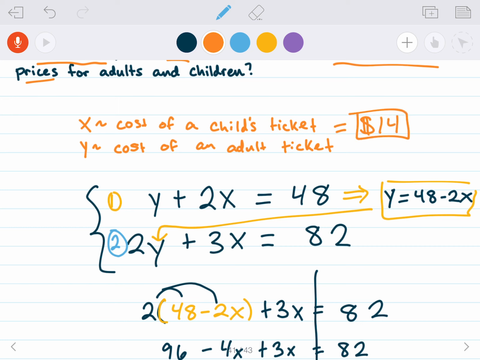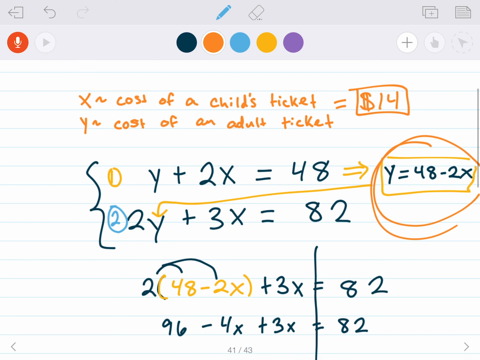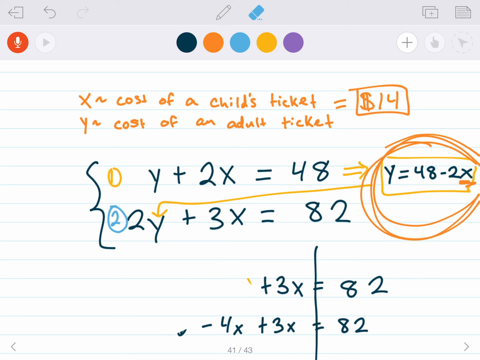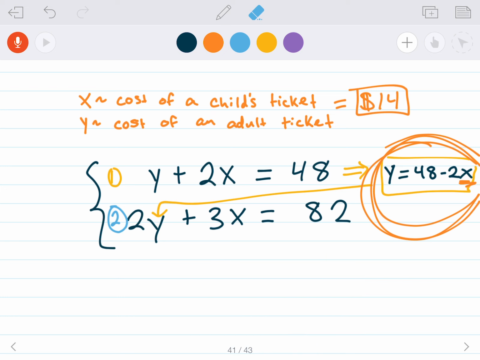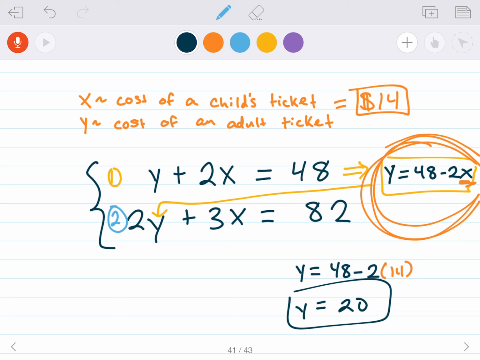We just found x. Now for y, the easiest equation version to use is this one right here. I know that x is 14, so let me just plug it in there and figure out what y is. So this is going to be 20. So the cost of an adult ticket is 20. Now, that's one way of doing this.